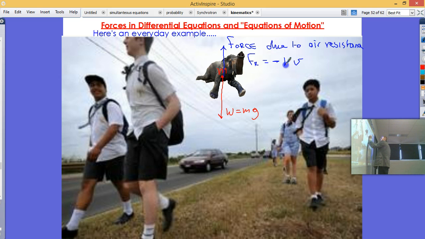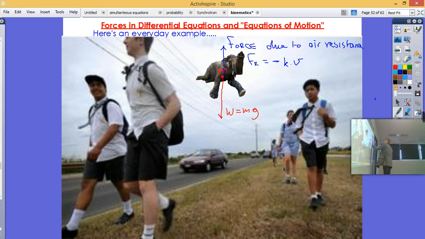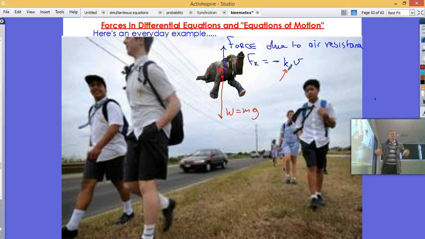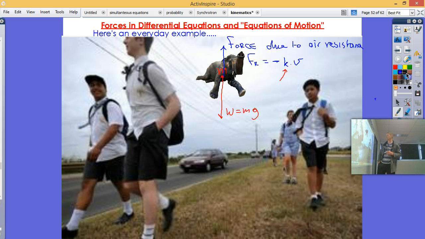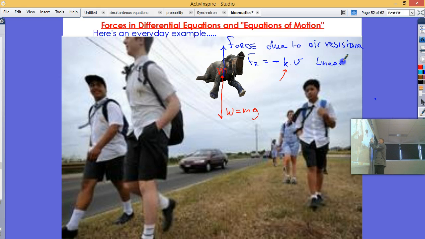And normally there's some parameter k multiplied by the velocity there. And this parameter here basically is in charge of things like the drag that the elephant experiences as it falls through the atmosphere. It could be what affects the amount of force it will experience, could be the shape of the elephant, the texture of the material, the density of air itself, and so on. But what's important for our purposes is just knowing that it's a function of this type. So this is like a linear air resistance.